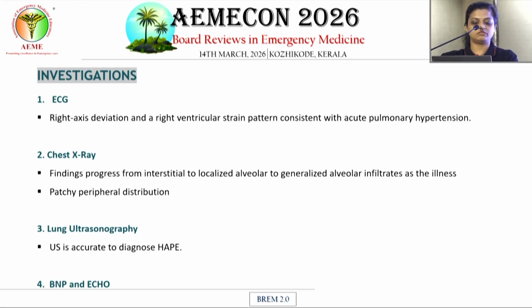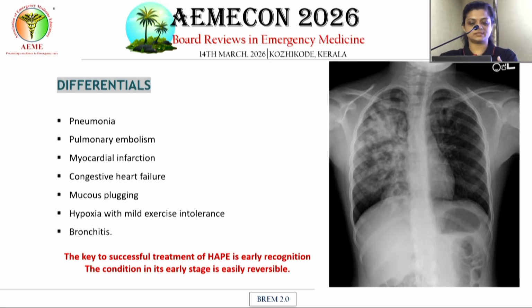It's accurate for the diagnosis of high altitude pulmonary edema. There will be B lines, which are part of the interstitial syndrome. Then BNP and echo are actually for ruling out a cardiogenic component. The differentials, as I discussed earlier, are pneumonia, pulmonary embolism, myocardial infarction, any heart failure, mucus plugging, hypoxia, bronchitis.